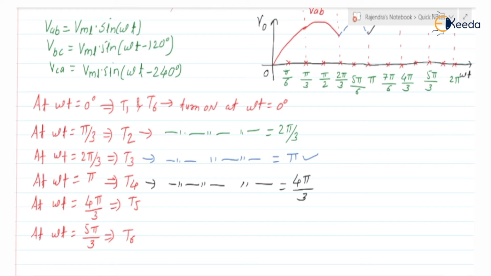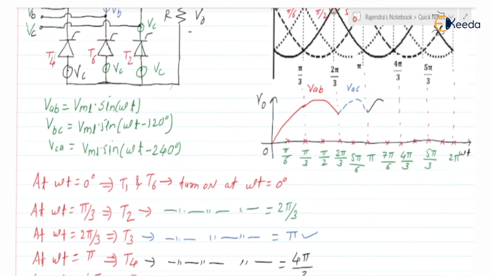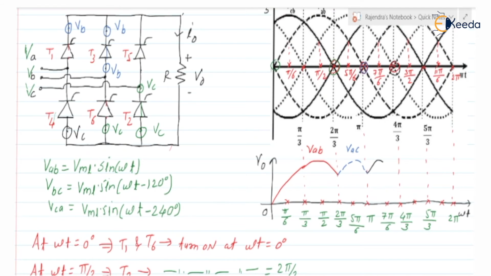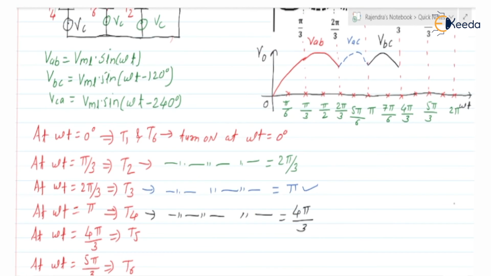From pi to 4 pi by 3, which thyristor pair will be in the on state? It is T2 and T3. At that time the output will be VBC. This will continue till 4 pi by 3, and after that thyristor T4 is turning on. At 4 pi by 3, thyristor T4 is turning on.